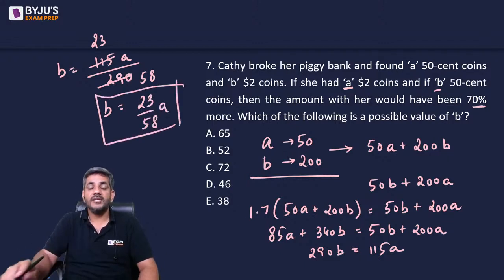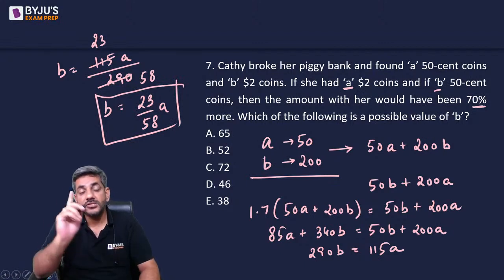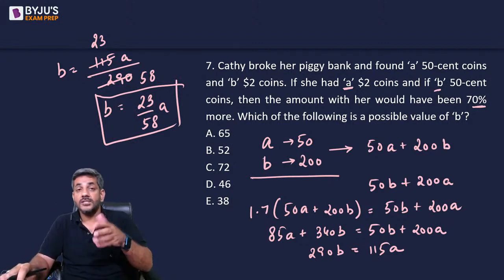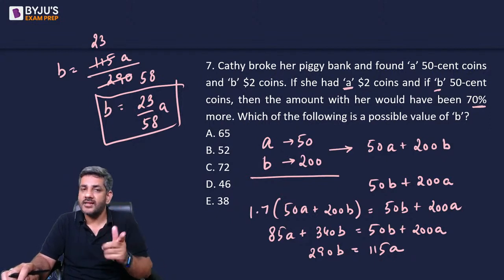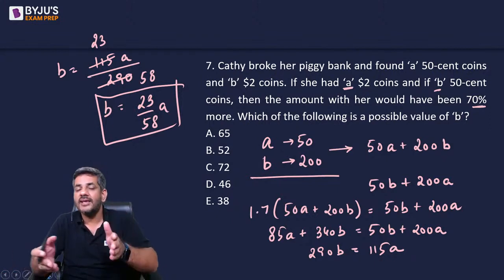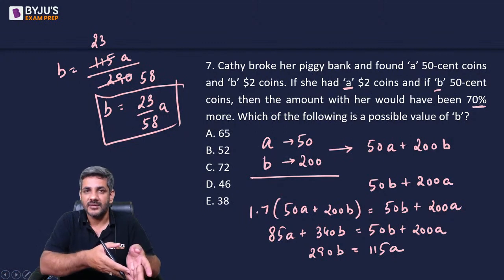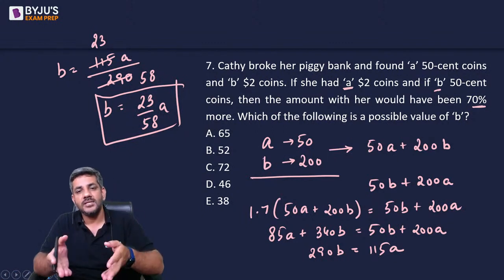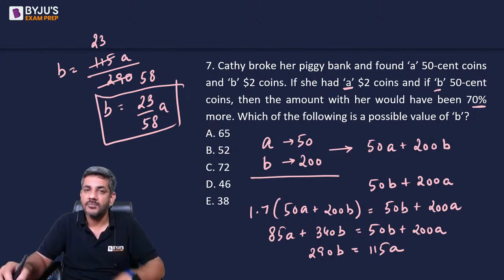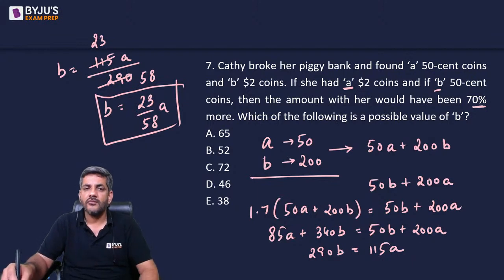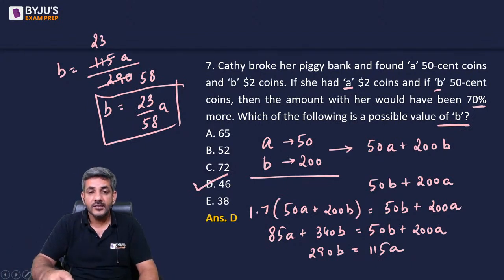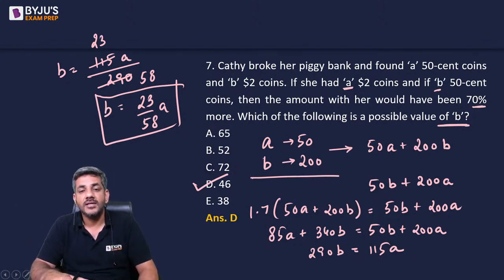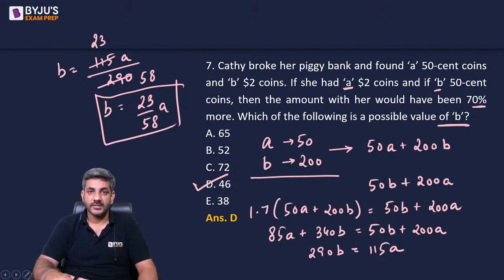And this expression tells me A must be a multiple of 58, otherwise B would be a fraction. And B must be a multiple of 23, otherwise A would be a fraction, because A is 58 by 23 B, right? So B should be a multiple of 23 and A should be a multiple of 58. Which is the multiple of 23 here, because the question is talking about B? The only multiple of 23 is 46. So the correct answer for this question is option D, that is 46.